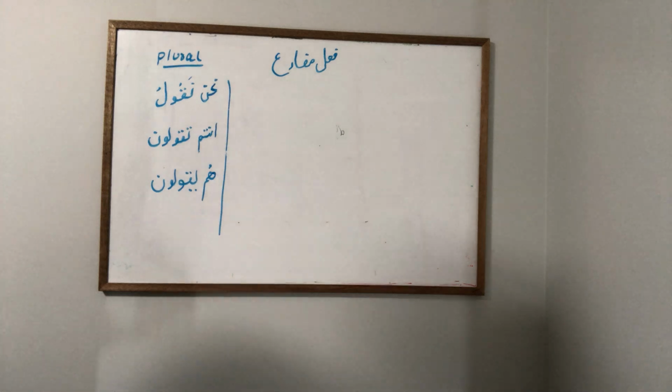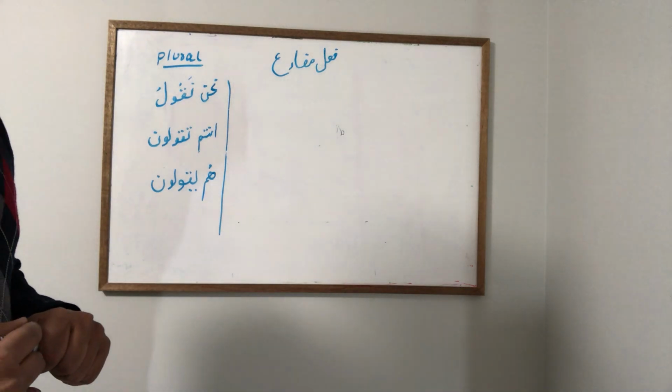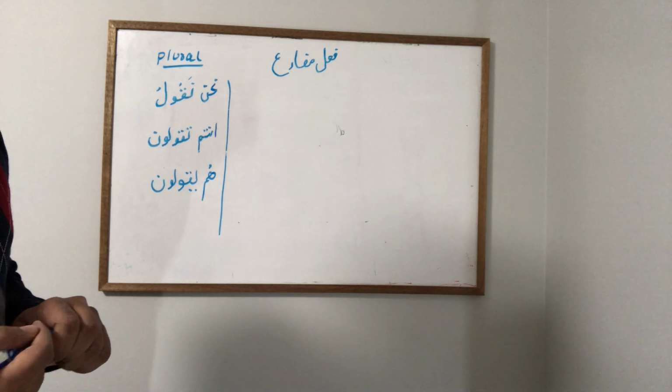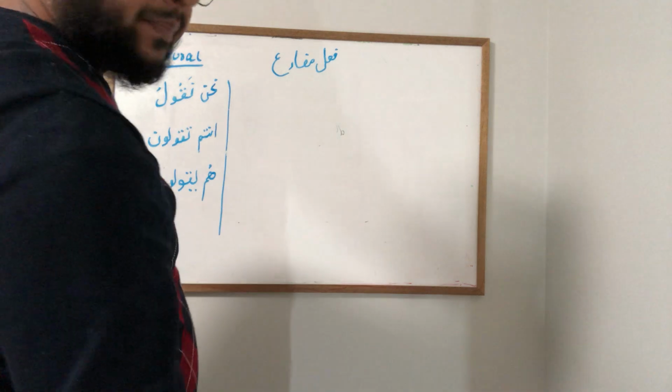Let's have a few examples here. Surah Al-Baqarah, ayah number 3. الَّذِينَ يُؤْمِنُونَ بِالْغَيْبِ وَيُقِيمُونَ الصَّلَاةَ وَمِمَّا رَزَقْنَاهُمْ يُنْفِقُونَ. Let's quickly analyze this ayah here.